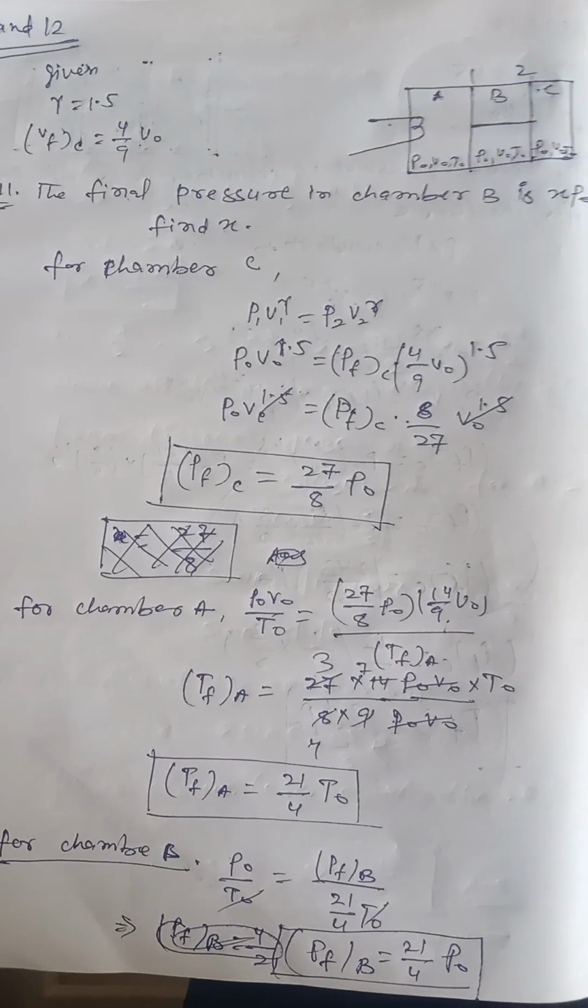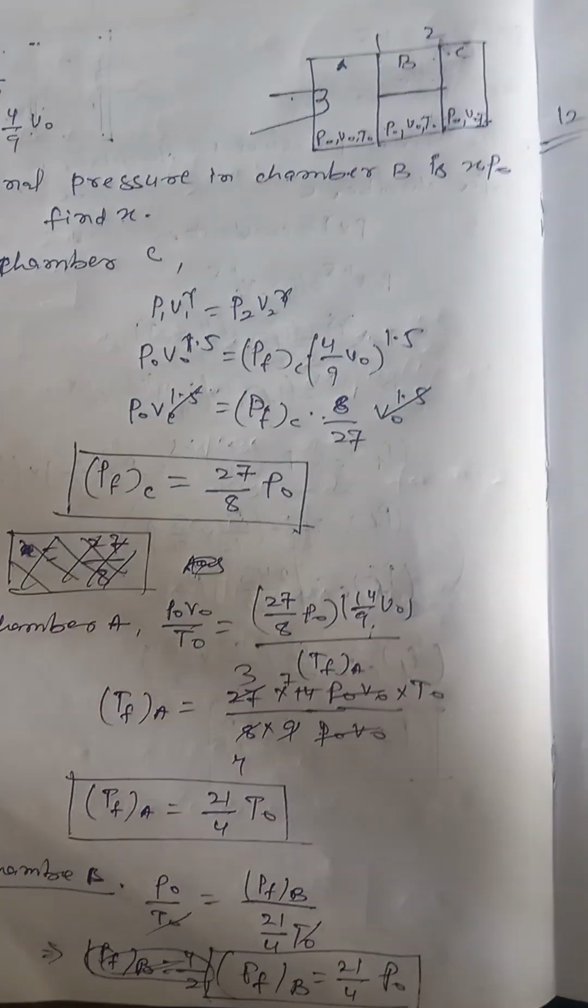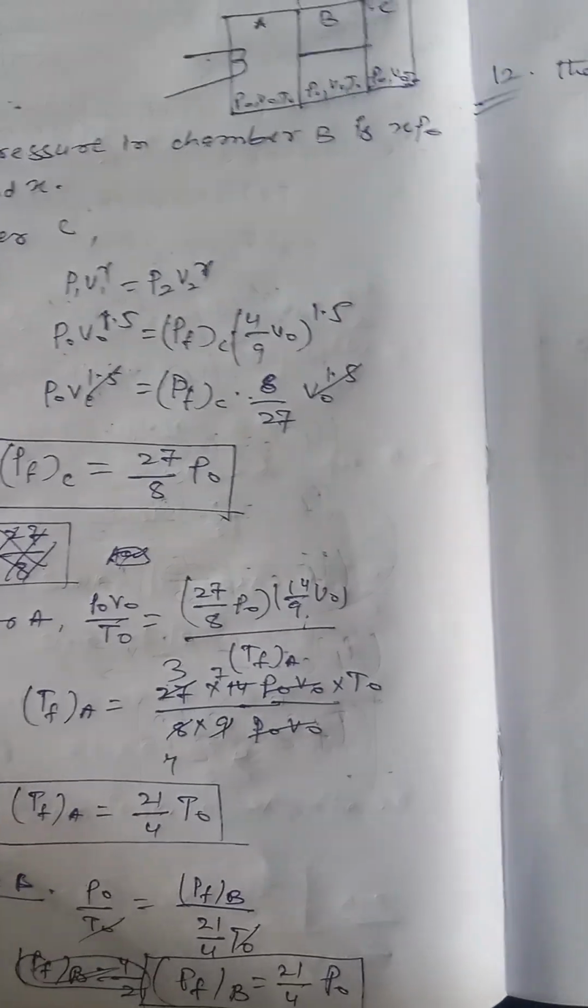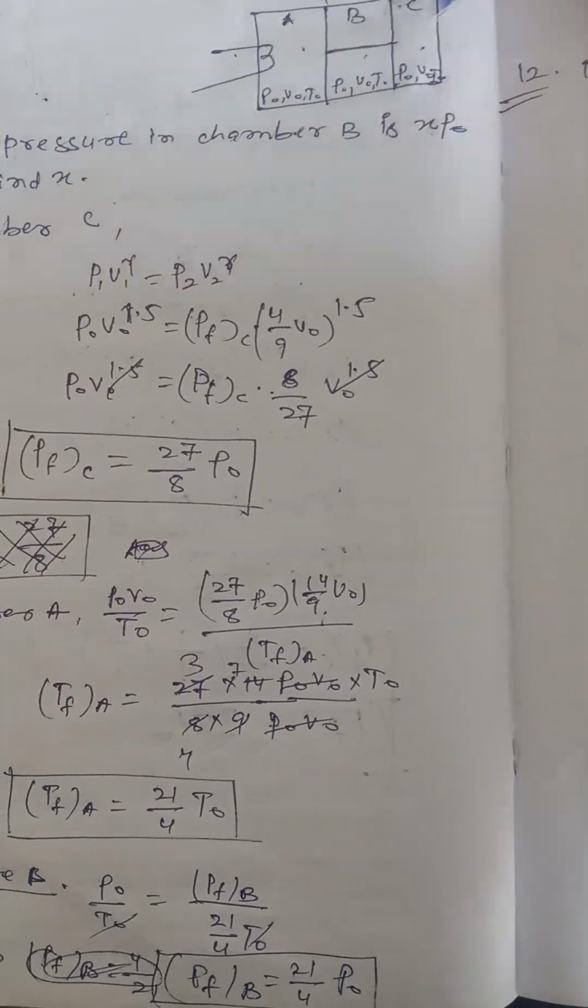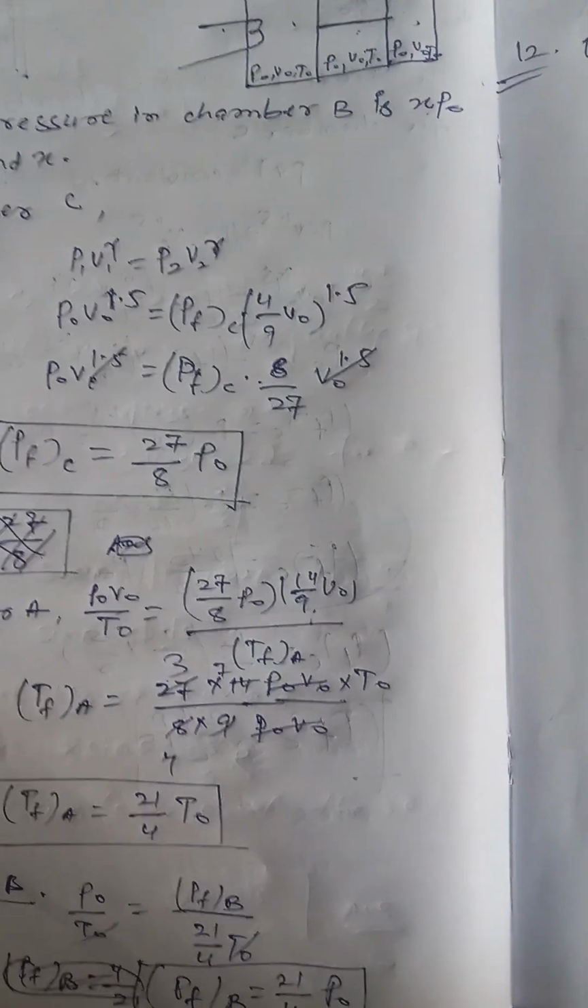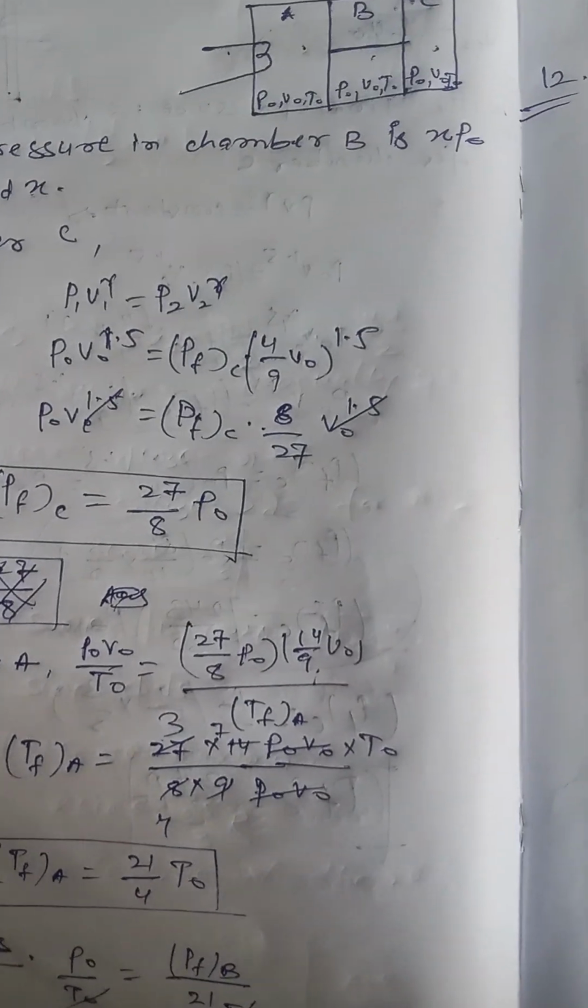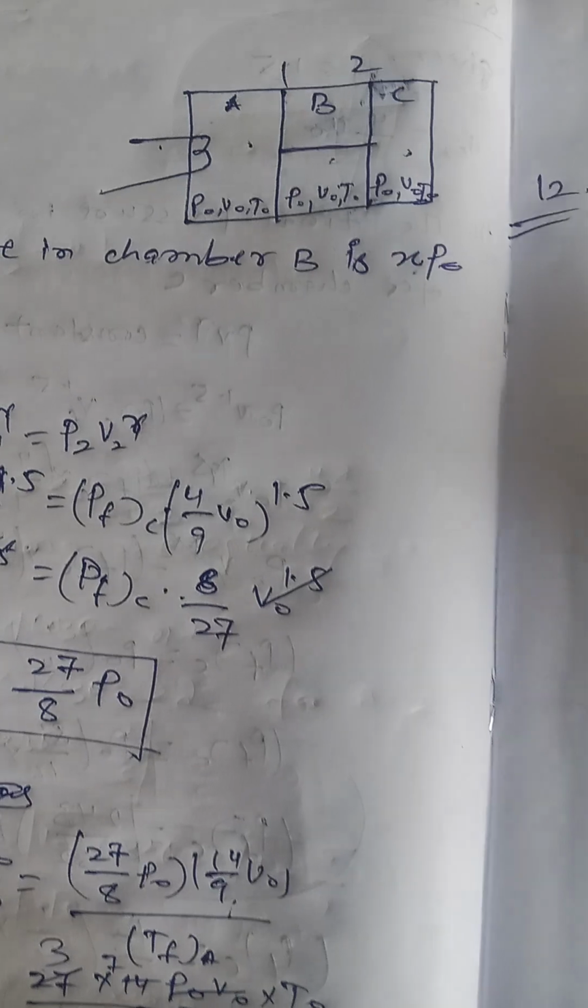Come to problem number 11 and 12, paper 2. In this, the insulated cylinder is divided into three identical parts, that is 1, 2 and 3: three identical parts A, B and C, as you can see in the diagram. You also have the paper, so you can see the diagram in the paper also.